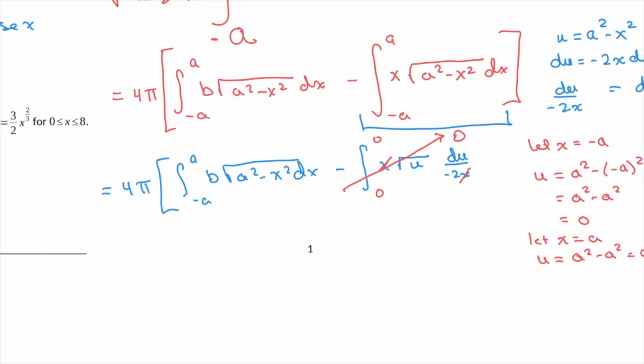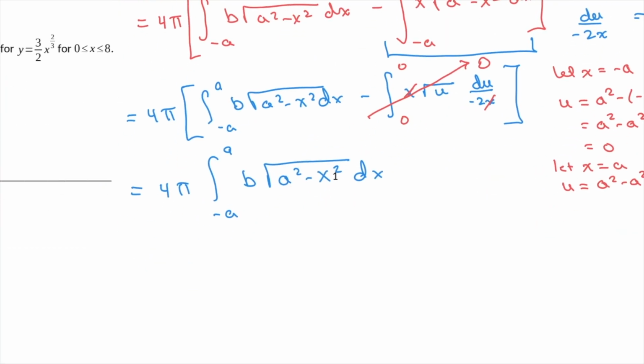Now we get to deal with the left-hand side of our expression. As you look at this, we simplify a little bit. We have 4 pi integral from negative a to a, b square root of a squared minus x squared dx. What I'd like you to see is that this is a geometric integration from your AB course. That is the equation of a semicircle. An integral is asking for area. So what is the area of a semicircle?